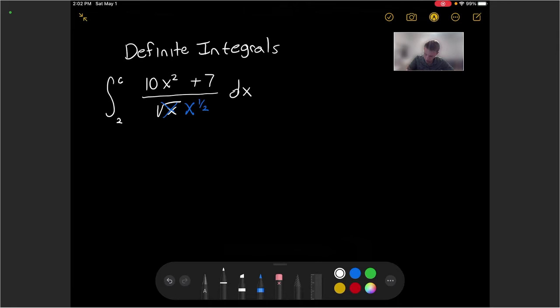So let's rewrite our integral from 2 to 6. The first term we can say is going to be 10. If I have x squared and divide by x to the 1/2, that will leave us x to the 3/2, if I do my subtraction of powers, plus I'll have 7, and I can think about this divide by x to the 1/2 as the same thing as multiplying x to the negative 1/2 dx.